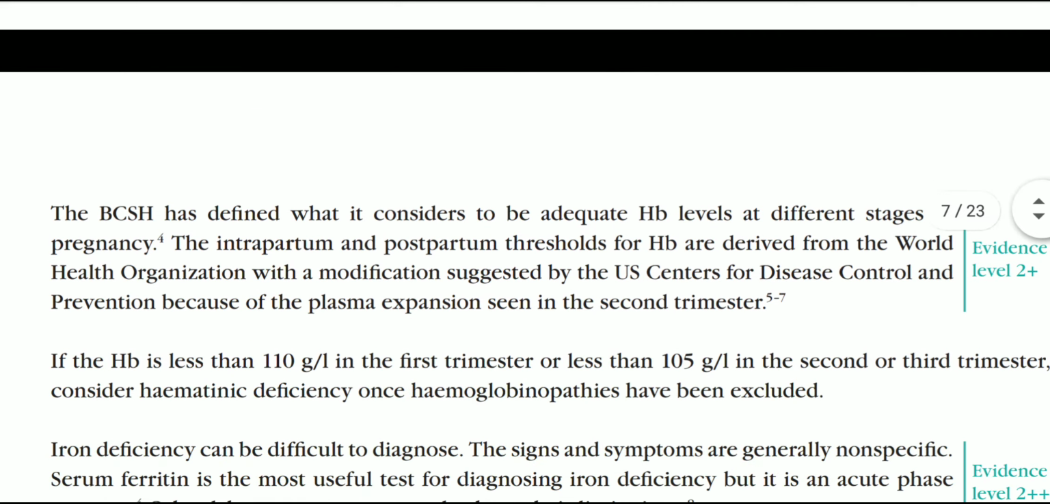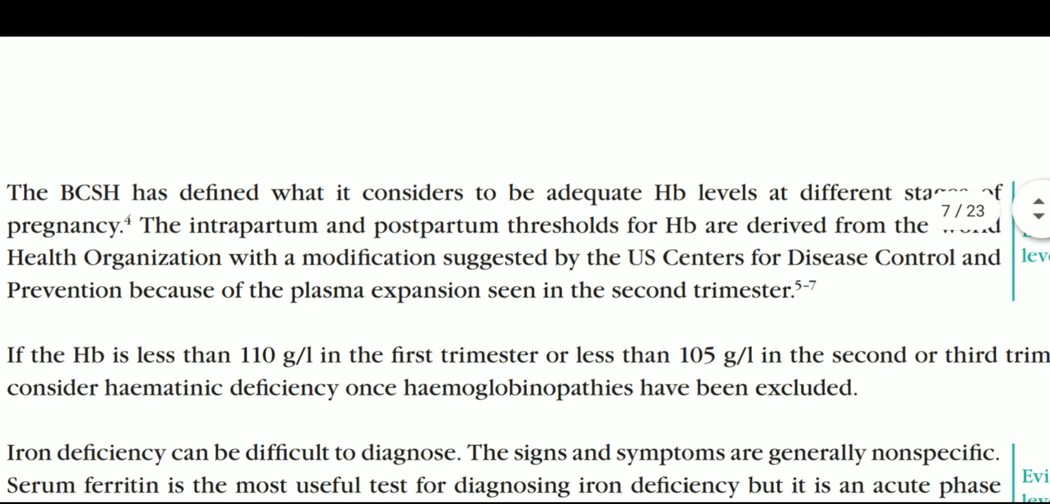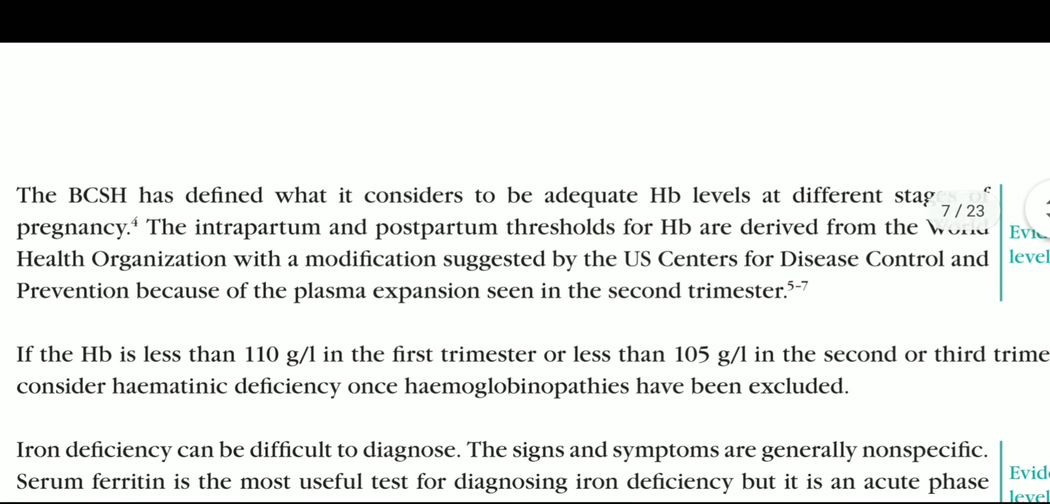Now coming to the definition of anemia, the BCSH, British Committee for Standards in Haematology, has defined what it considers to be adequate HB level at different stages of pregnancy. The intrapartum and postpartum thresholds for HB are derived from the World Health Organization, with a modification suggested by the US Centers for Disease Control and Prevention because of plasma expansion seen in the second trimester.